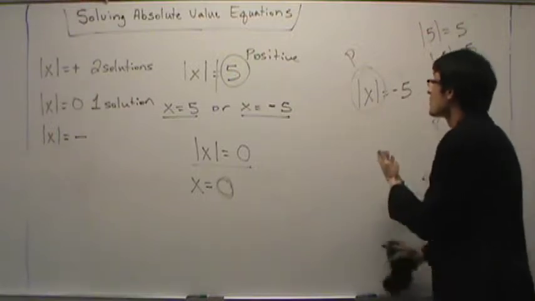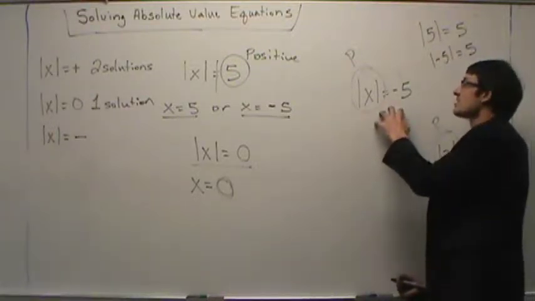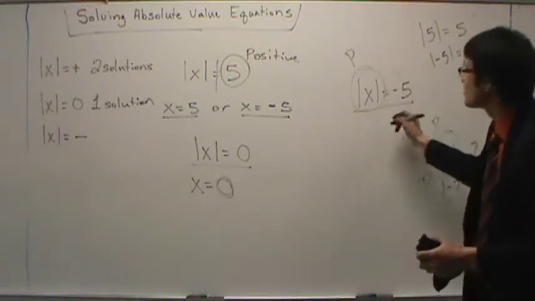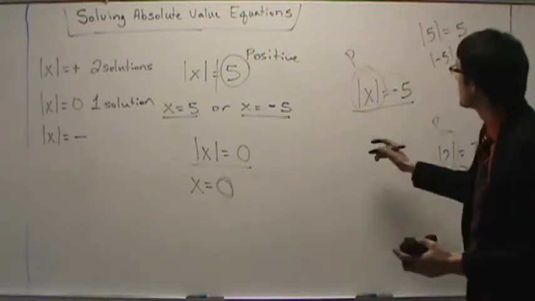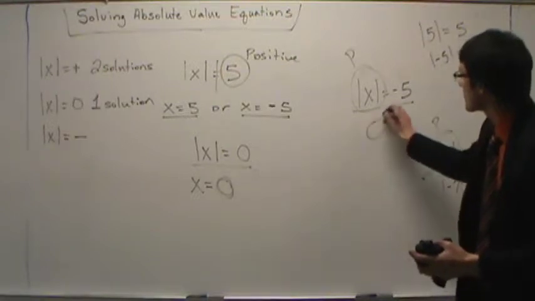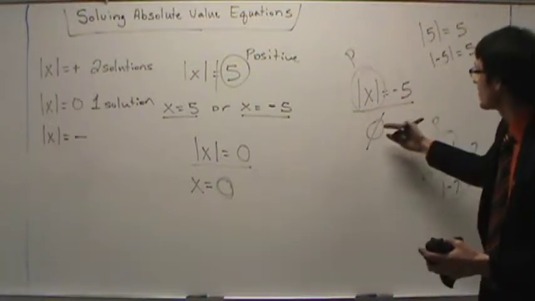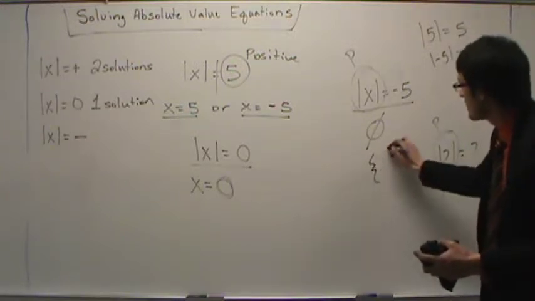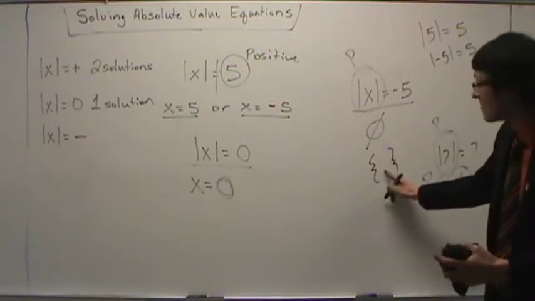So what makes this true? There's nothing that makes this true. How do we say nothing makes the equation true? We say that the equation has no solution. This is the symbol for no solution. There is nothing that makes this equation true. It's a circle with a slash through it. Or you can also use empty braces. This means nothing in there.